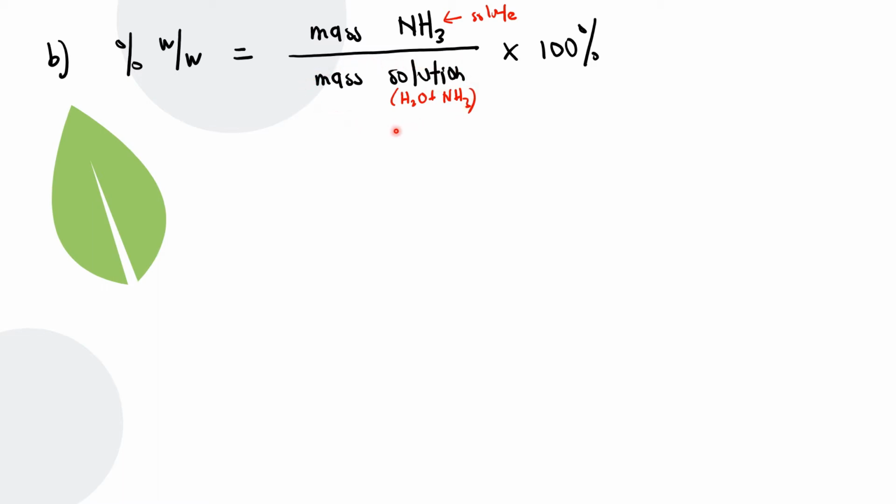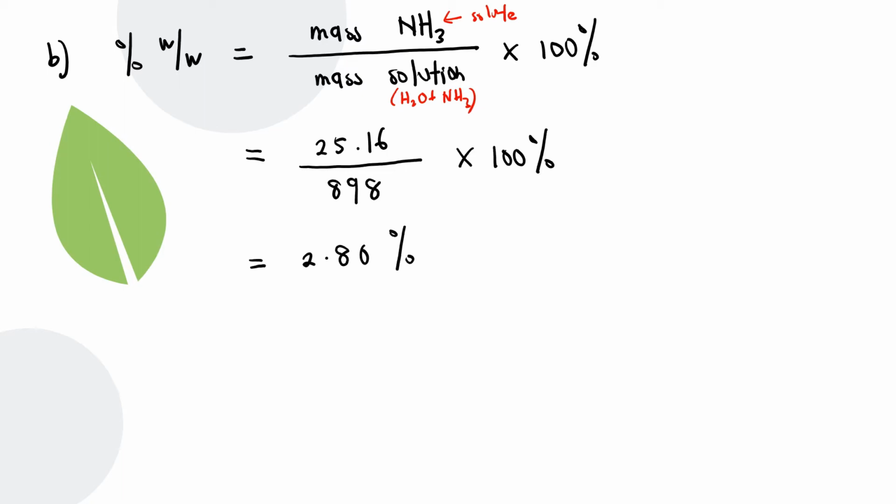Okay, where did you find the mass of solution? You got this from the density calculation earlier. Okay, so you can simply take both values and put them into this formula. So the answer will be 2.80%.